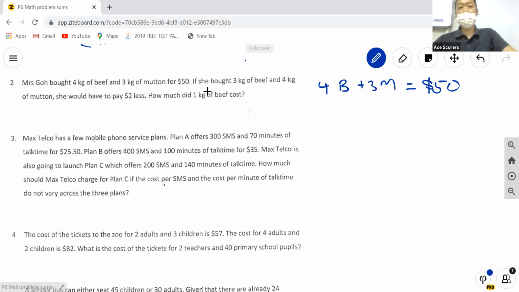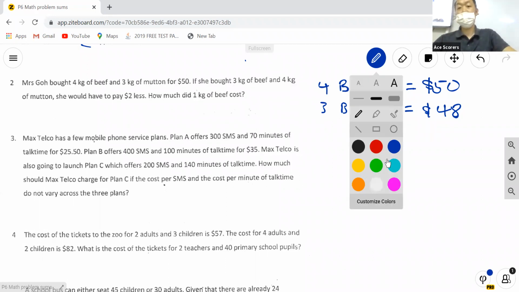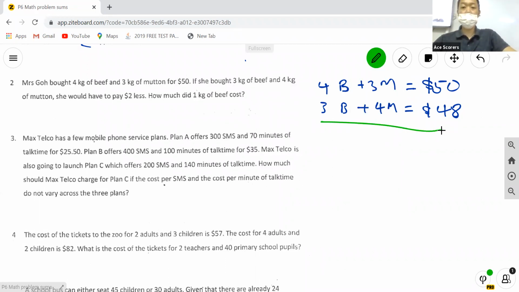Anyway, if she bought 3 kg of beef and 4 kg of mutton, so it's 3B plus 4M. It's going to be $2 less. 48. Yeah, it's 48. So now we want to find beef, right? So to find beef, we make mutton the same. So mutton is 12, so it's 12M, 12M. Here times 4, so I got 16B plus 12M equals $200.